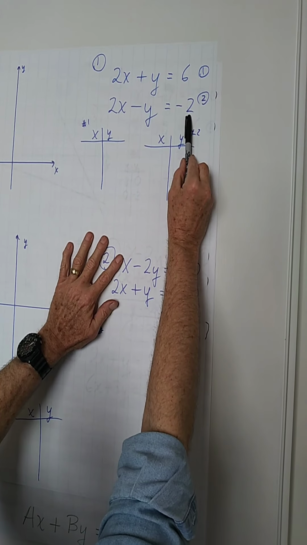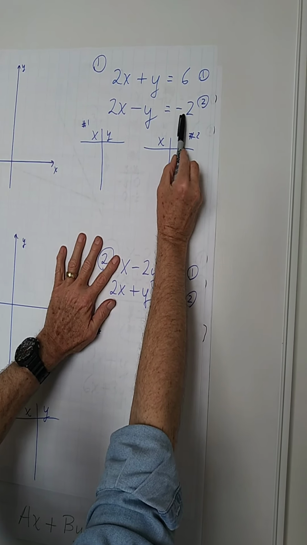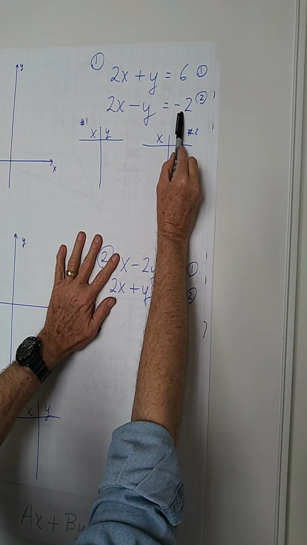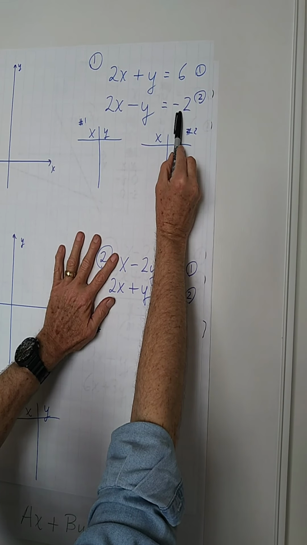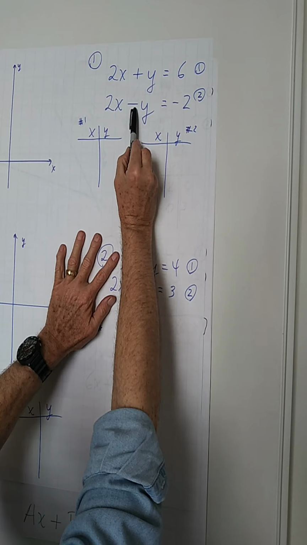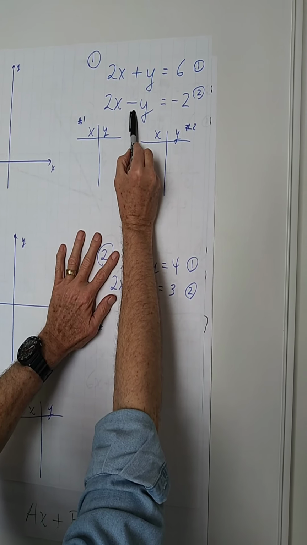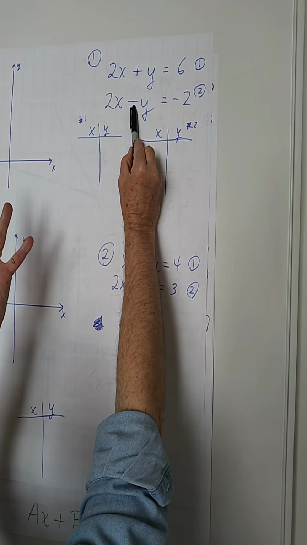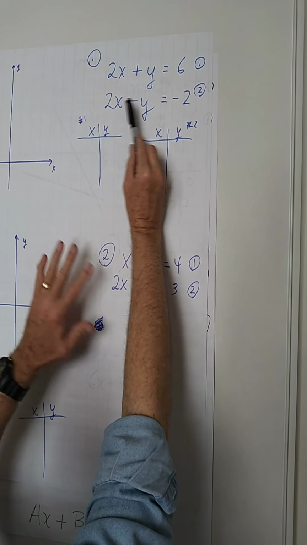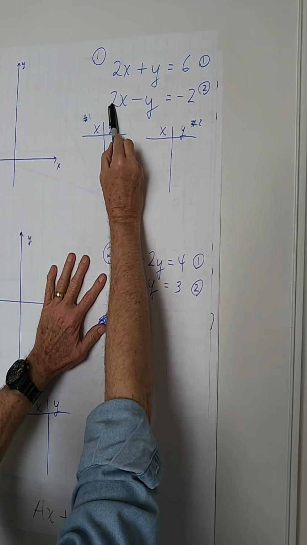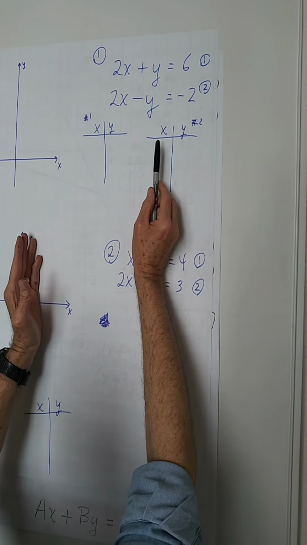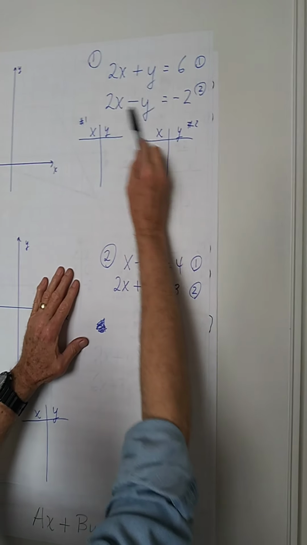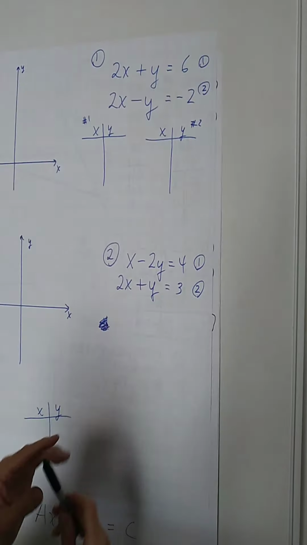Look at equation number 2. Look at the constant term. Negative 2 is evenly divisible by the coefficient of y here, negative 1. Negative 2 divided by negative 1 is a positive 2, goes evenly. Negative 2 divided by a positive 2 goes evenly. That's something that I would look at in terms of picking the way that you're going to do it.